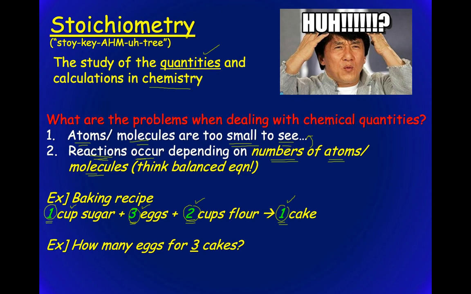If I ask you the simple question of how many eggs for 3 cakes, you can see that one cake needs 3 eggs. So if we needed to make 3 cakes, multiplying this by 3, you would then need 9 eggs. Again, that's easy, because we know there's a 3-to-1 ratio. 1 cake needs 3 eggs, so if you're multiplying by 3, everything in the recipe must be multiplied by 3. This is identical to what you do in a chemical reaction. But again, we have this problem of particles being too small to see.